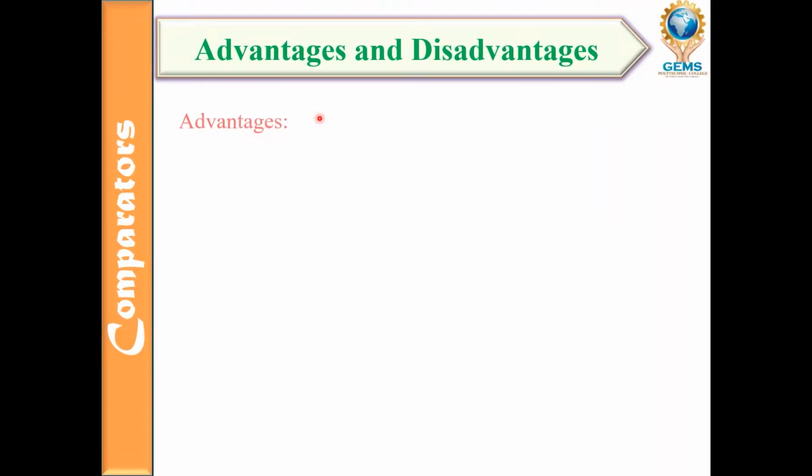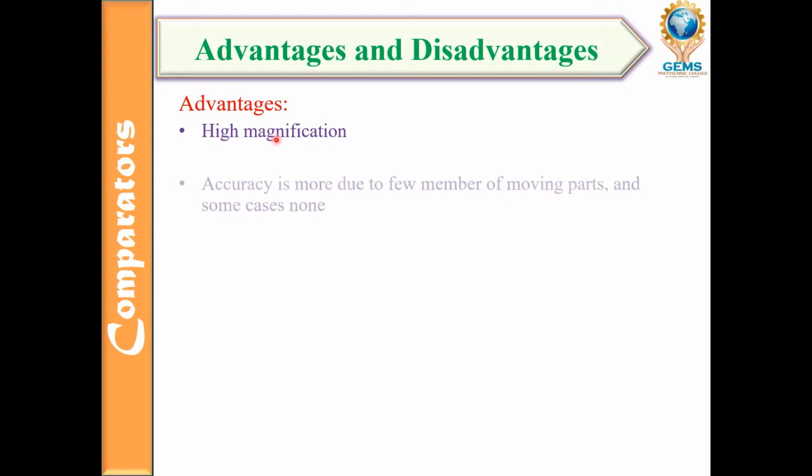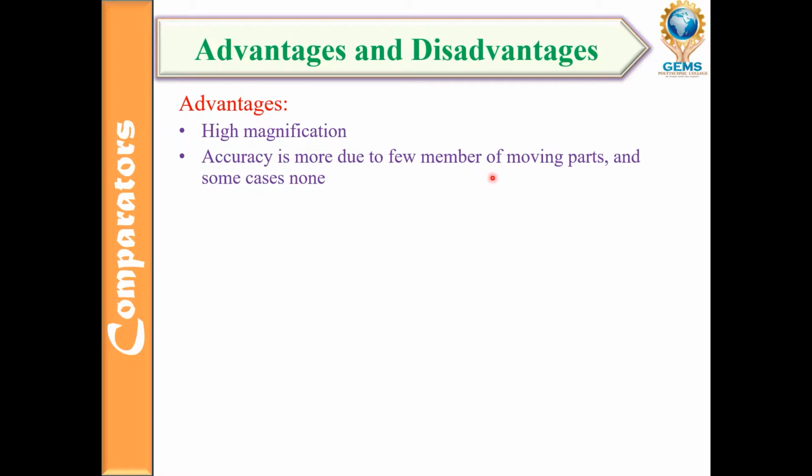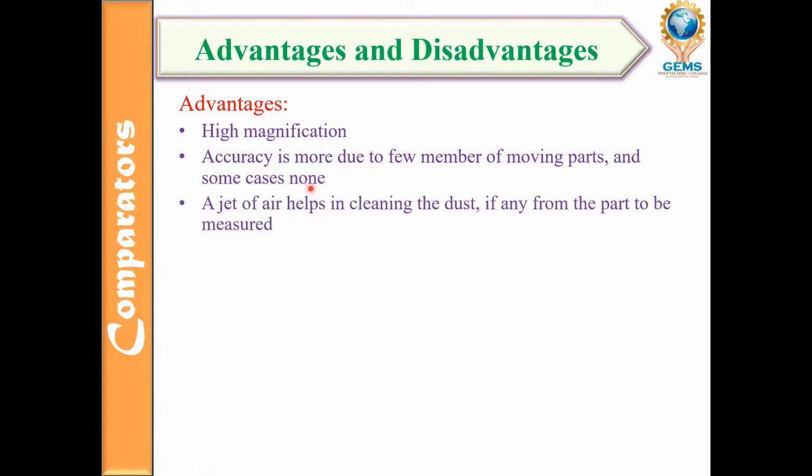Advantages and disadvantages. High magnification. Accuracy is more due to few moving parts, and in some cases none. So accuracy is more than that of mechanical comparators because there are no moving parts in some cases. And a jet of air helps clean the dust, if any, from the part to be measured. So the air is helpful while we are measuring the parts. It can be handled by a semi-skilled worker.